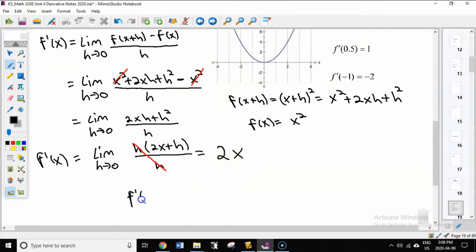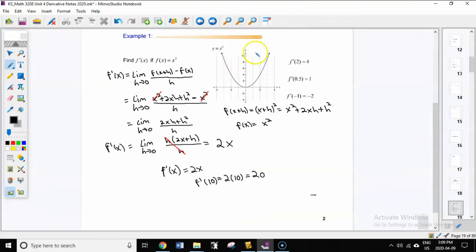So if we wanted to get the derivative of f of x and we wanted to put in 10, right? So the derivative at 10 would be 2 times 10, which is 20. So the slope of the tangent when x equals 10 for this quadratic is 20. And you can see some other examples on the side there.